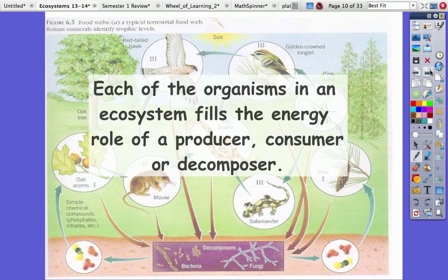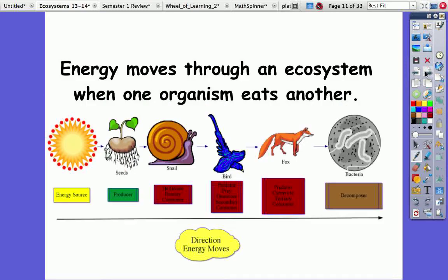Whenever we look at ecosystems, every organism within it plays a particular role. They can be classified as either one, a producer, two, a consumer, or three, a decomposer. The way energy actually gets moved through the ecosystem is when one organism physically eats the other. Now, if you look at this picture, you've got to make sure you understand that arrows in food chains and food webs point in the direction that energy actually moves, which means energy is moving from this bird into the fox, which in turn means the fox eats the bird.